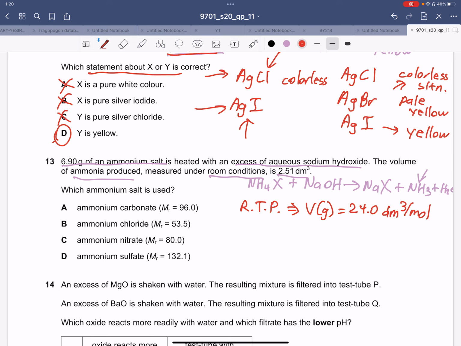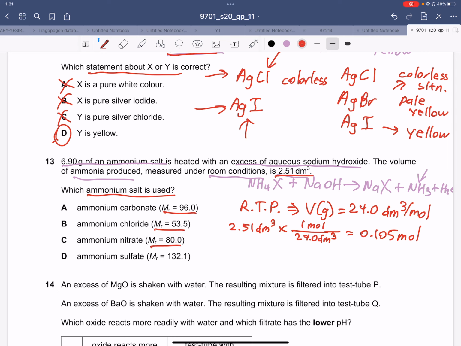And this is incredibly important to know because this will be used often. So if we were to just plug in some values here, we have 24, and they said you get 2.51 decimeters cubed of gas. So what you'd want to do is 2.51 decimeters cubed times 1 mole divided by 24.0 decimeters cubed. Plugging that into a calculator, 2.51 divided by 24, you get around 0.105 moles of gas.